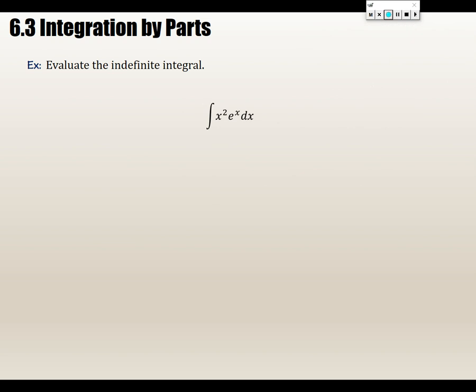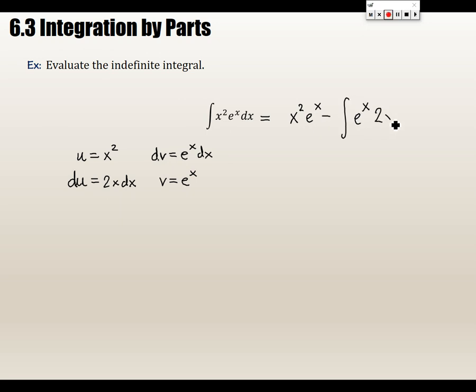All right, stay with me here. Let's see if we can do one more before we go. Not a huge surprise that x squared is going to be your u, and dv is going to be your e to the x dx. So du is equal to 2x dx, and v is equal to e to the x. So things are going really well. What do we have? x squared e to the x minus the integral of e to the x times 2x dx.